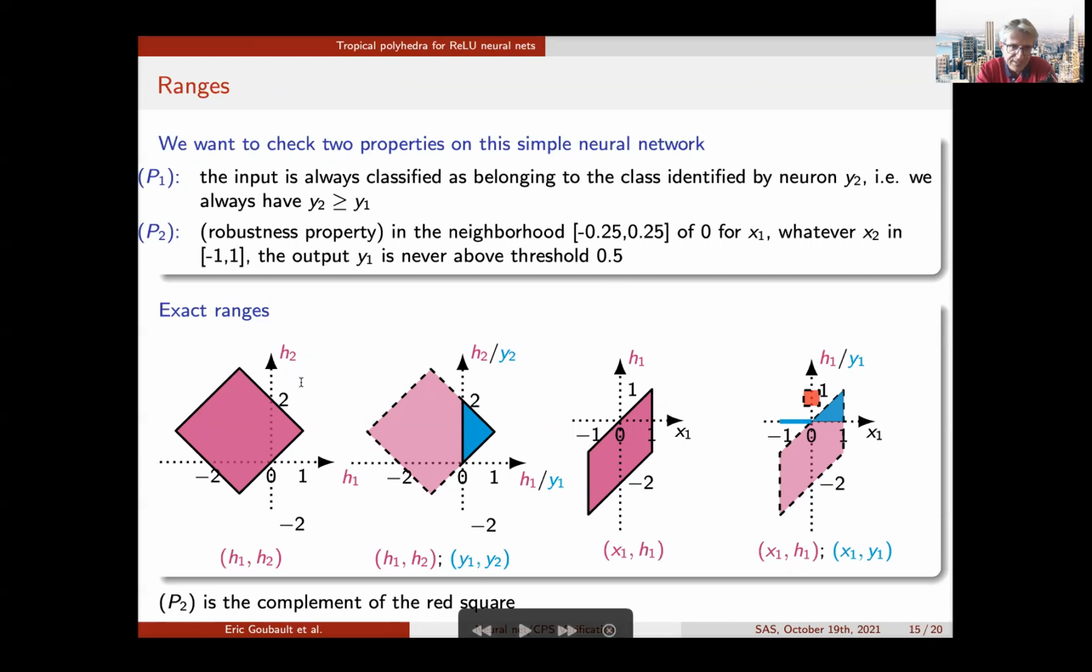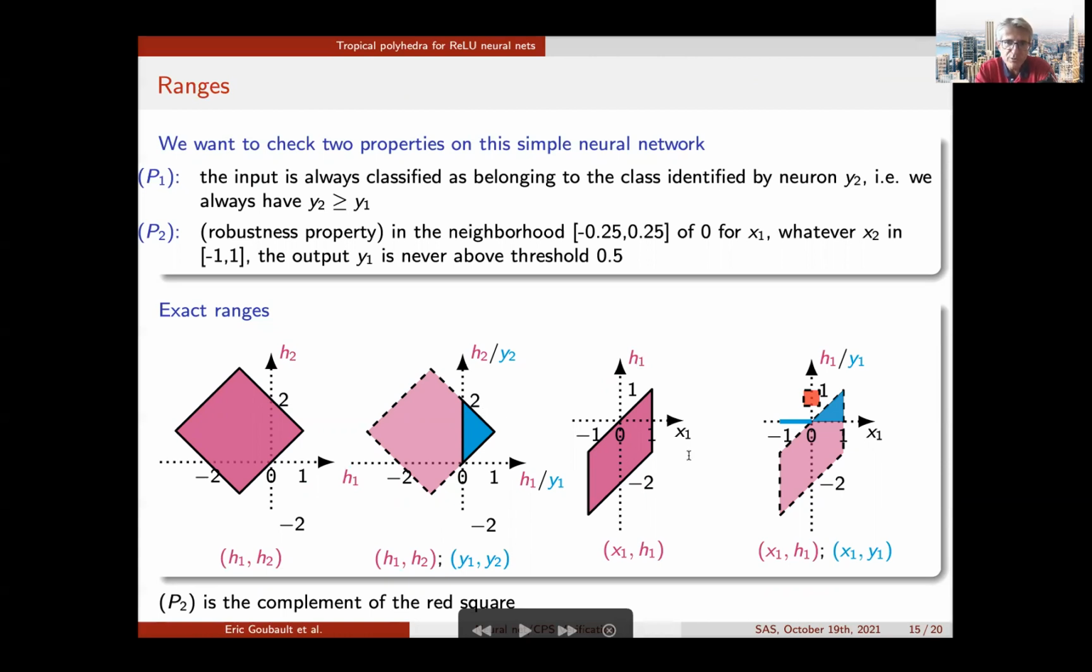So you see in the H2, H1 plane, you're just going to rotate by 45 degrees the input square, X1, X2. And when you take the ReLU function, you're going to get in the plane Y2, Y1, the blue triangle here. So you see it's above the diagonal, so Y2 is always greater than Y1, so P1 is correct.